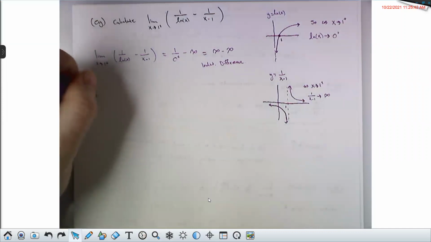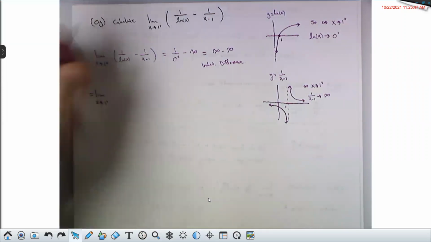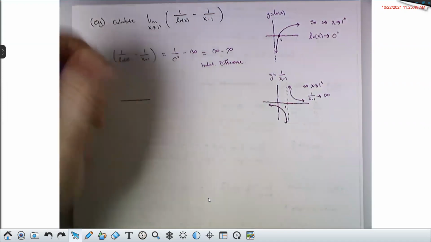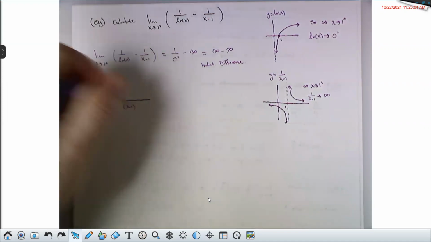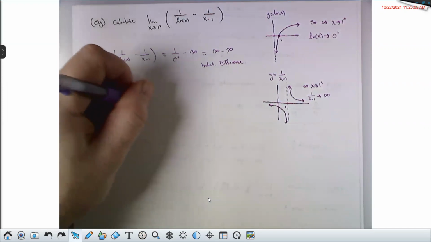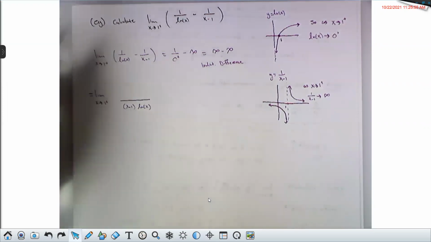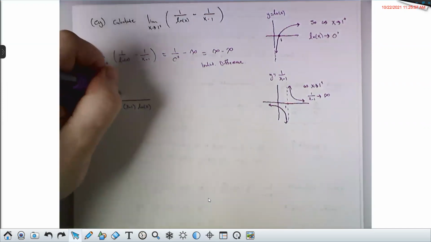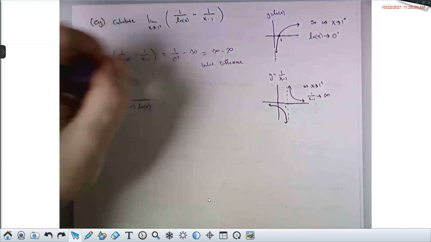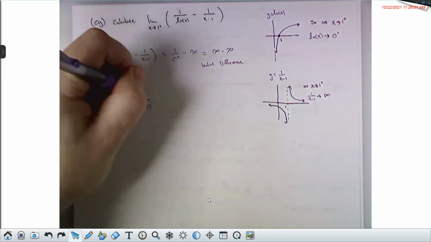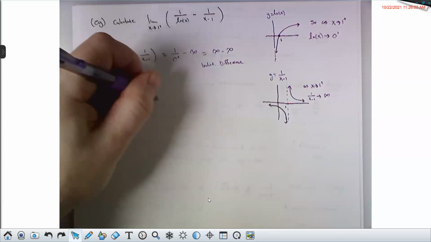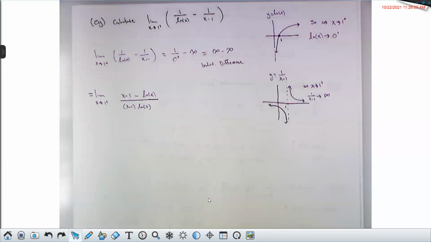That first piece, so let's say like this, my common denominator will be x minus 1 times the natural log of x. This piece needs to be multiplied by x minus 1. And this piece needs to be multiplied by ln x. So this is what we get.